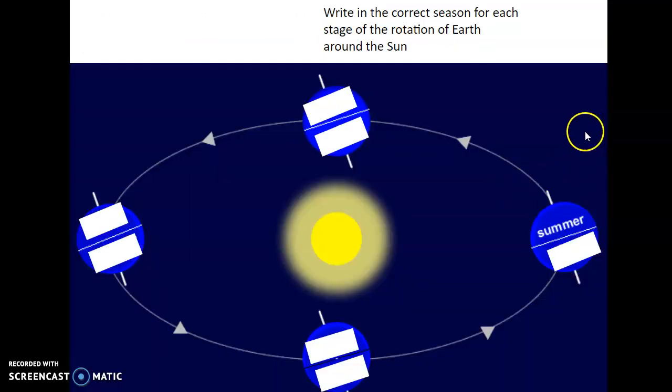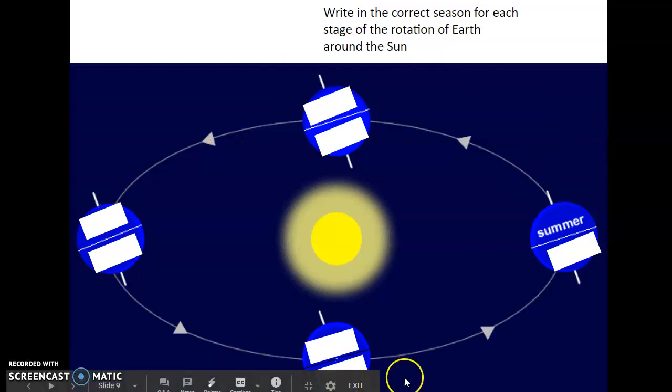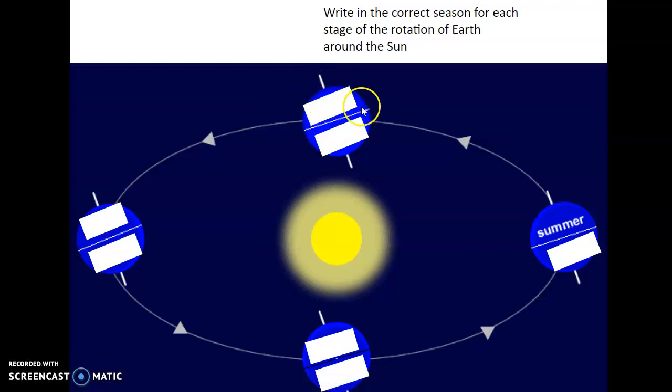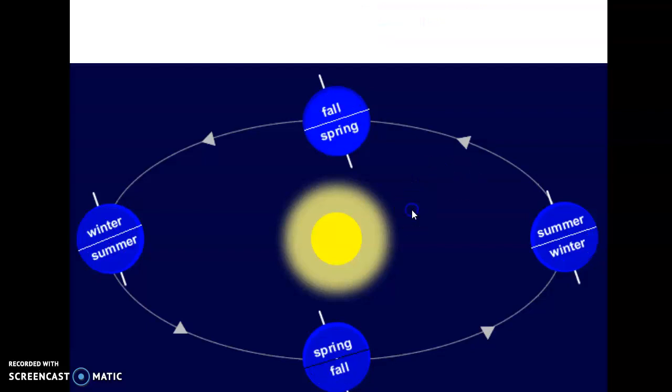So I want you to try your best to complete this diagram on your own. You need to work on labeling each of these seasons that you see in here. Once you're done with that, go ahead and type into Edpuzzle saying that you finished, and then you'll be able to see the answers. So these are the answers for our previous diagram. Make sure to check yourself.